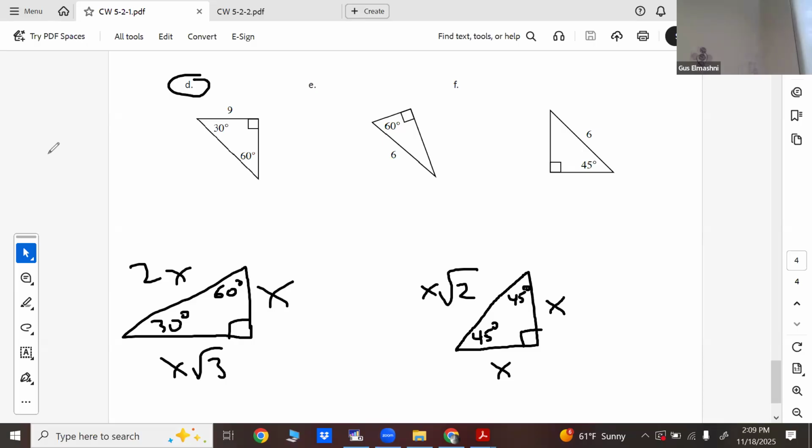So what you're gonna say is x root 3 equals 9. So x root 3 is in the same position as 9, because x root 3 is opposite 60, and 9 is opposite 60. Now, how do I solve for x? What do I do? Divide by root 3. Good.